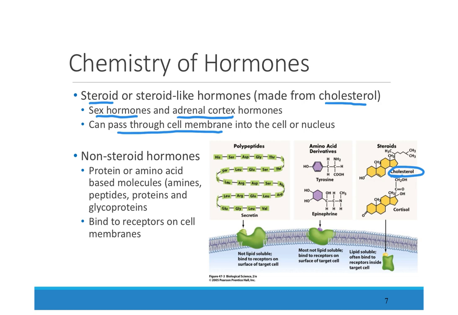And then we have the non-steroid hormones that are protein-based. They're either proteins or amino acid molecules. They may go by names such as amines or peptides or glycoproteins. And they cannot pass through the cell membrane because they are more water-based. They will be rejected by the phospholipid bilayer. And so they need a receptor on the cell membrane to connect to in order to do their job.